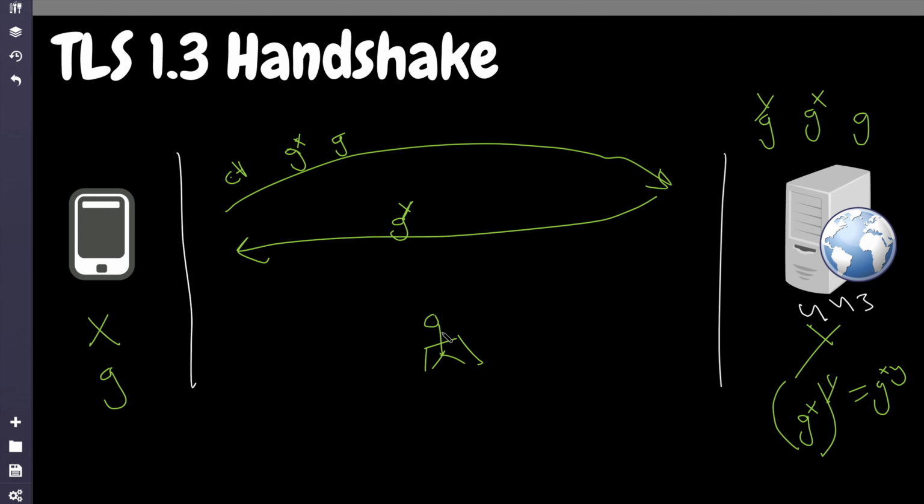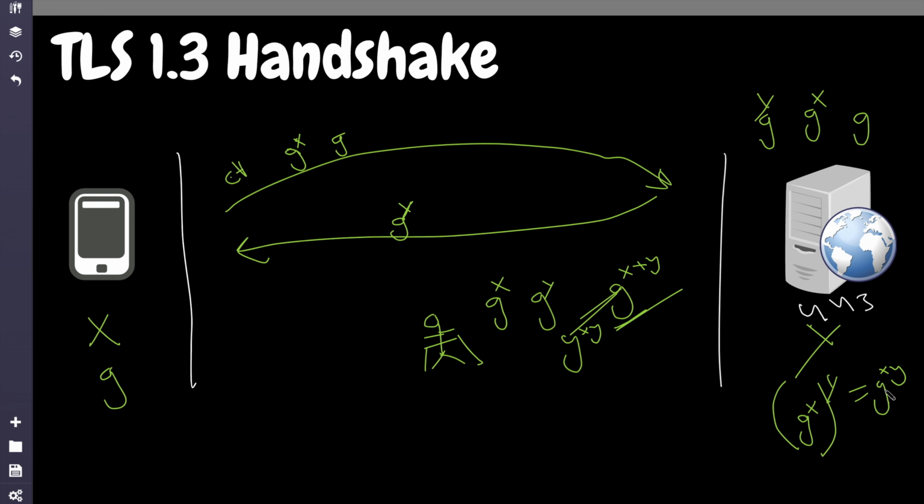That's supposed to be Karen. That looks like a monster. So Karen here sniffs, and she gets G to the power X, and she gets G to the power Y, right? Can she derive G to the power XY? No. The only thing she can do is multiply these together, and she will get G to the power X plus Y, which is a completely different number, right? So now she cannot get this thing, right?